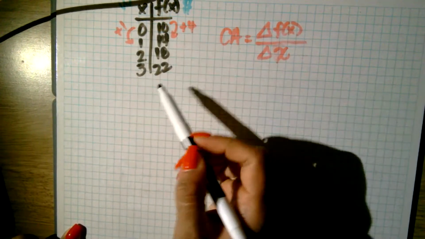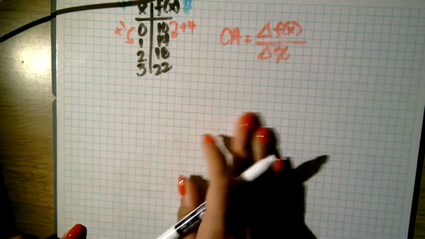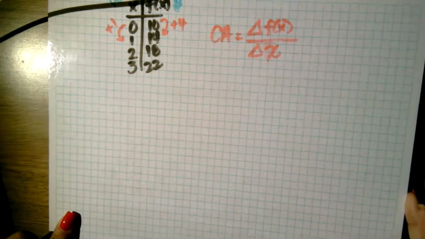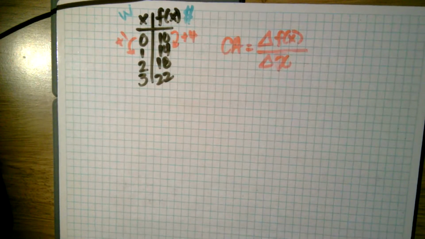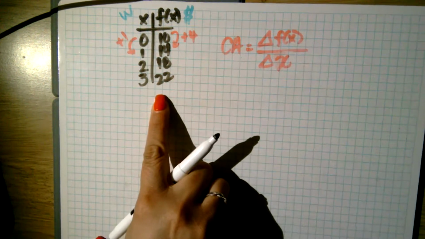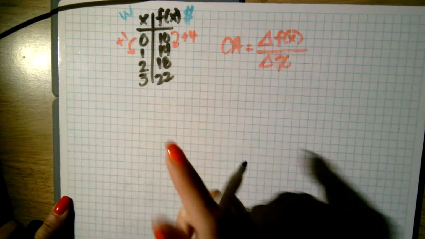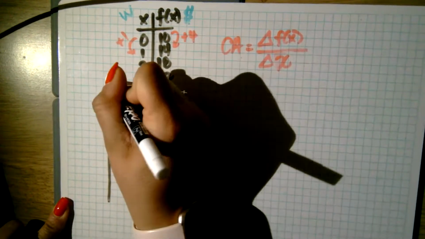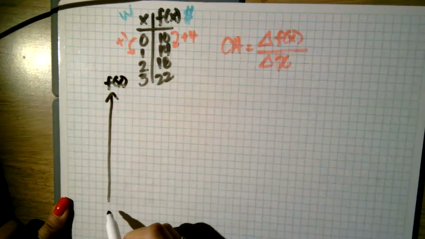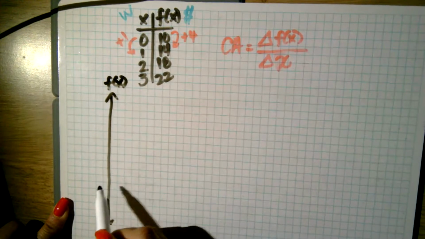These guys here can turn into coordinate points, and we're going to talk about that in a little bit. So right now, from this situation, you saw the context, which was the grandma situation, and you also now see that I created a table of values. I'm going to go ahead and also graph this to see what I'm looking at. So my f of x is always going to be that axis there.